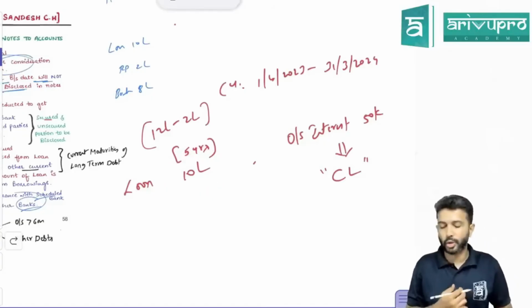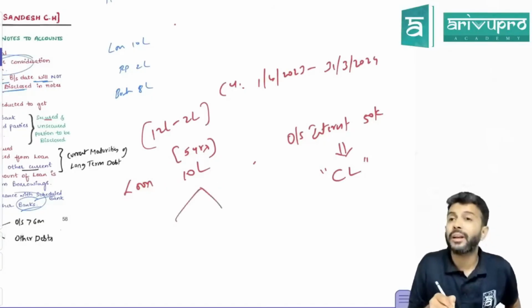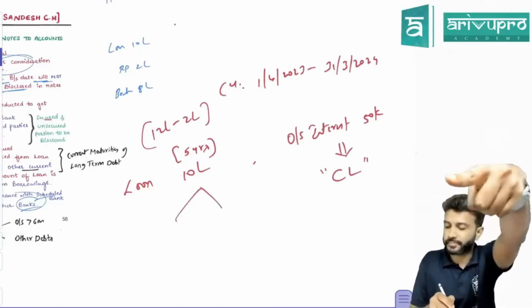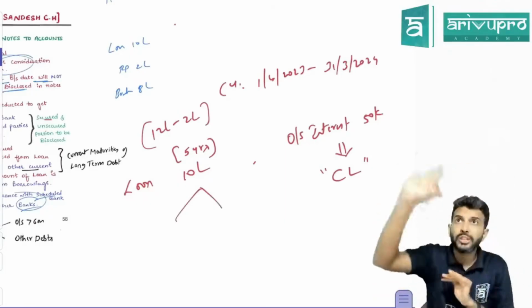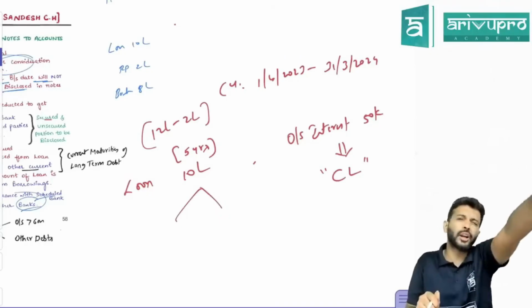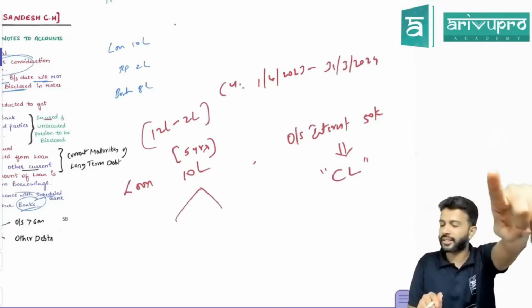Entire 10 lakh, will you show it as non-current liability or is there any split? There is a split. So what does current liability mean, sir? Current liability means those liabilities, look at the operating cycle and all that. Look at the last criteria.